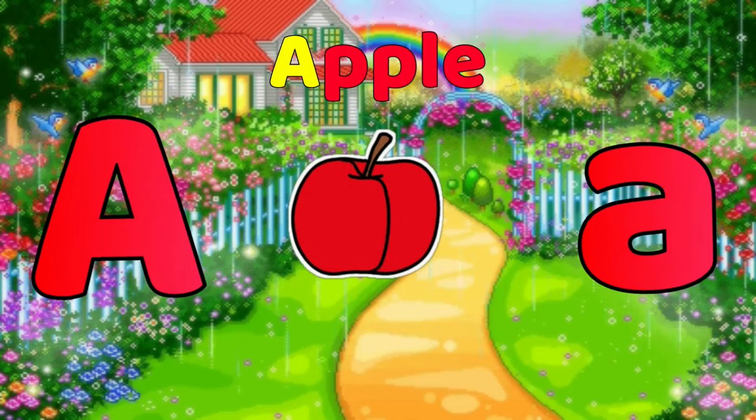B, b, baby. B, baby. C is for candy. C, c, candy. C, candy. D is for diamond. Elephant, eh, eh, elephant. E, elephant.